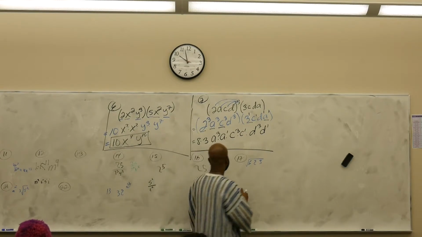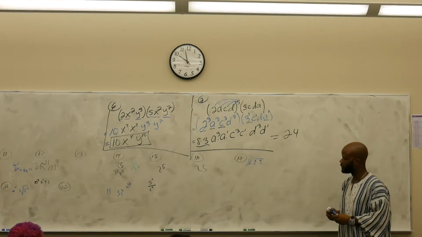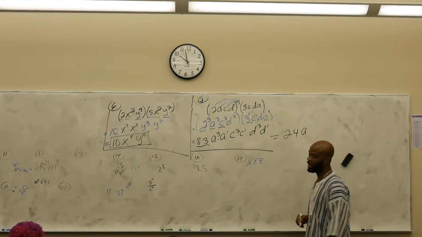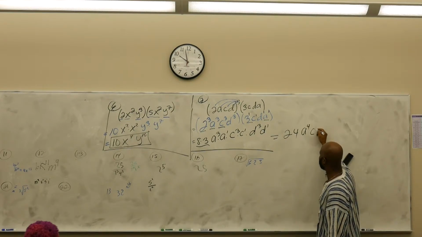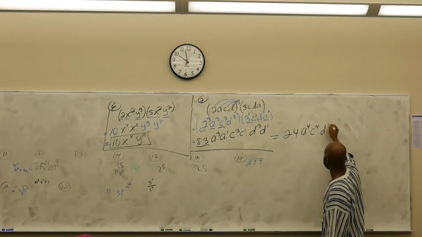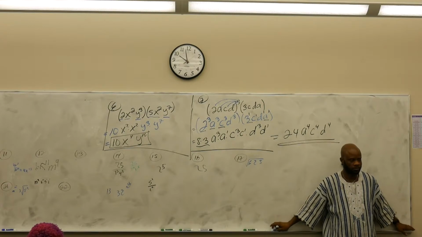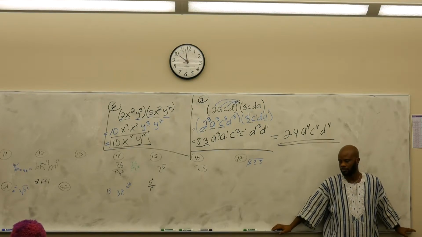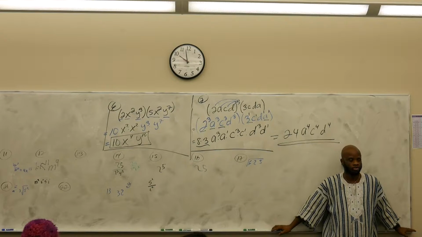Okay, so then what's 8 times 3? 24 for my numbers. For the A, how many total do I have? 4 of them, because 3 plus 1. For the C, how many do I have? 3 plus 1 also. And D? 4. Questions? Anybody?